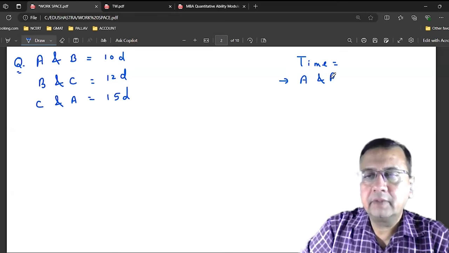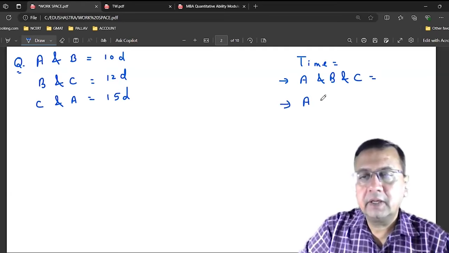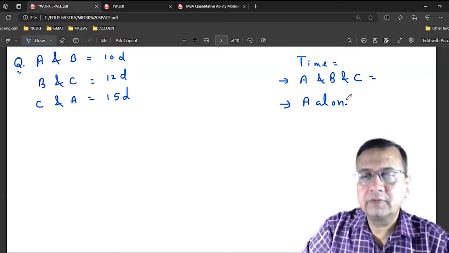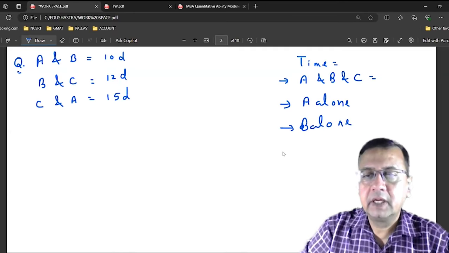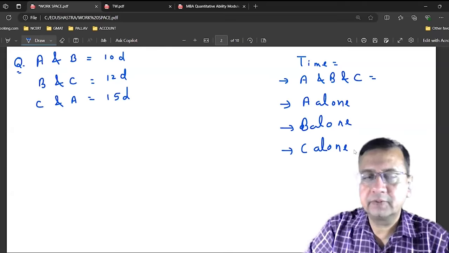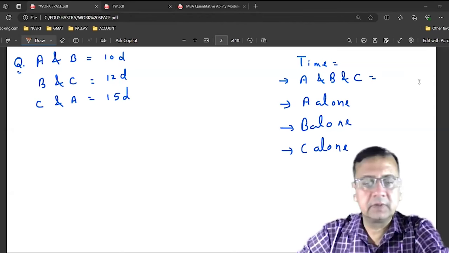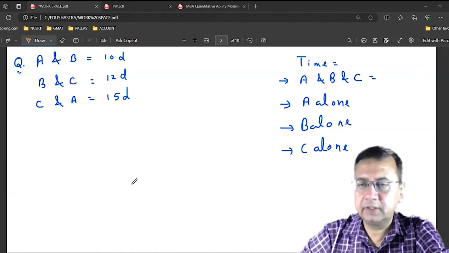And time for what? A, B and C means all three are working together. A alone is working. B alone is working. And the next one, C alone is working. What is the time they are taking to finish the work on this particular task? There is one answer from there and others, quickly.